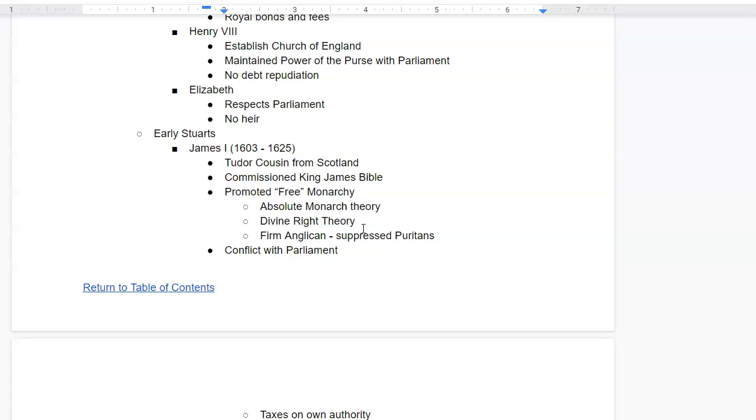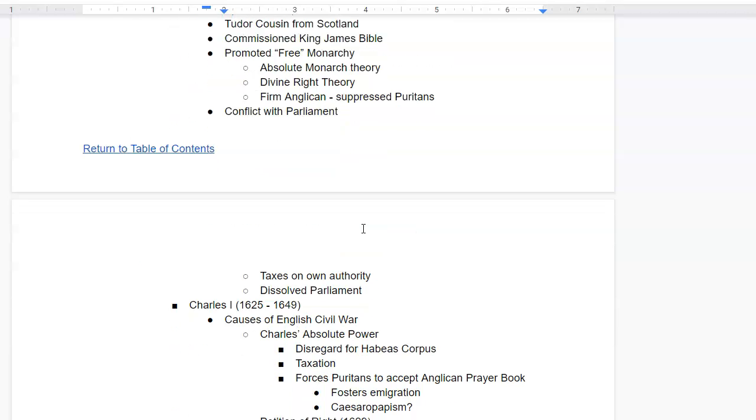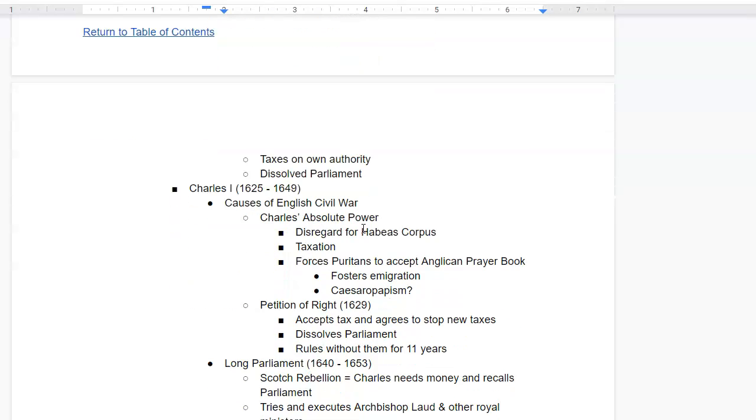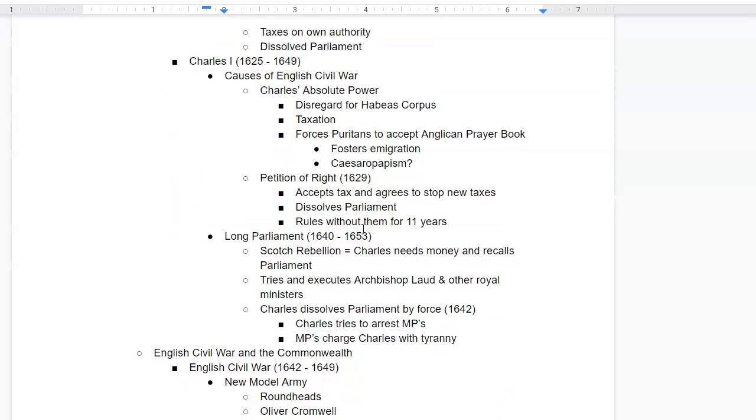And he basically becomes a firm Anglican. Remember, one of the key tenets of the Church of England, or the Anglican Church, is that the king is the head of the church. And a group that fell out of favor were the more radical Calvinist-leaning Protestants called Puritans, who felt suppressed under his rule. He gets into conflict with Parliament and begins to just issue taxes.